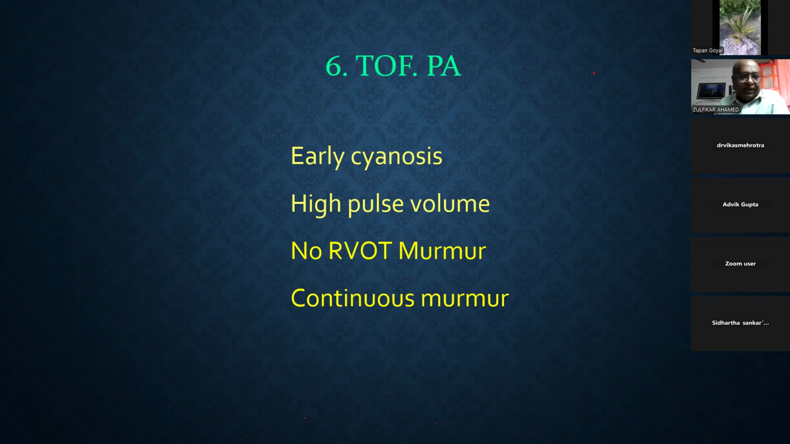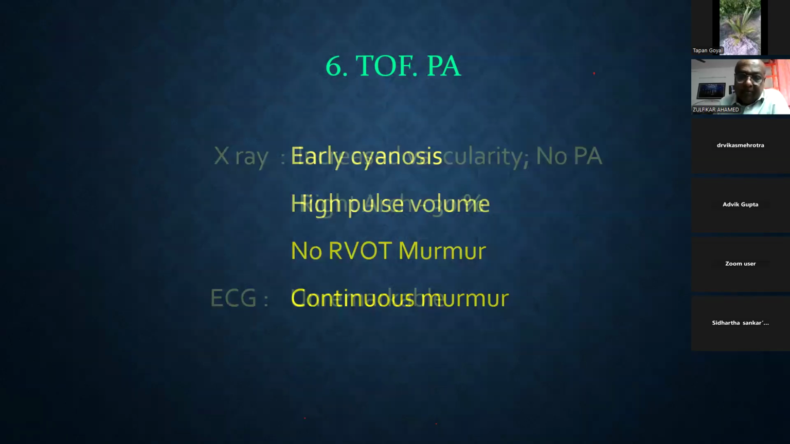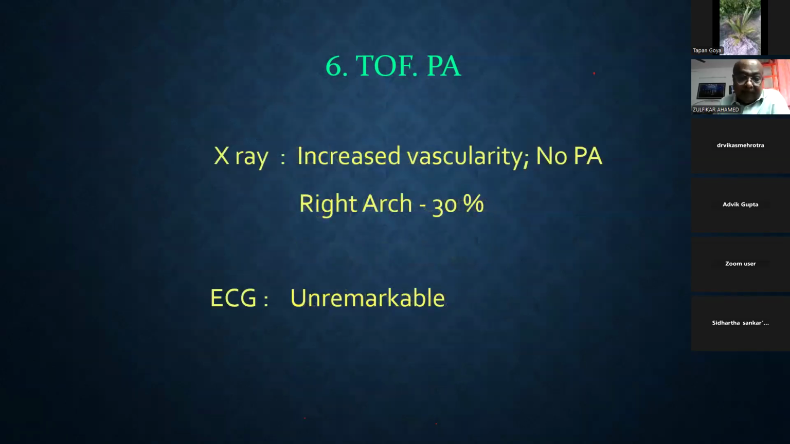Fallot with pulmonary atresia will have early cyanosis, high pulse volume because of the MAPCAs or a PDA, and there will be no RV outflow murmur. There is no pulmonary stenosis murmur, but they will have a continuous murmur. And sometimes it is a severe Fallot.